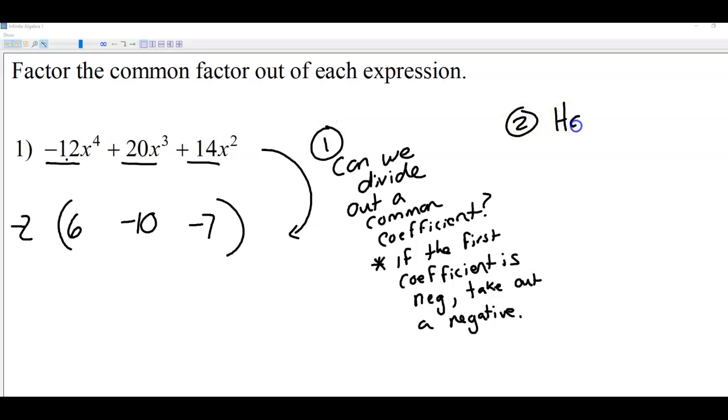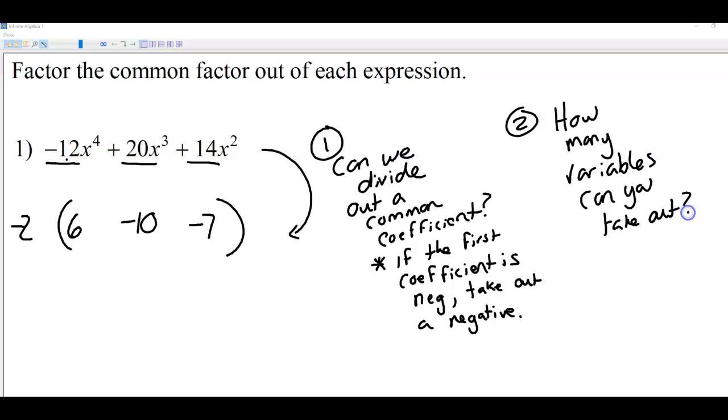How many variables can you take out? So notice, how many x's does this guy have? It's got 4. When I say how many x's does it have, I mean how many times is x being multiplied by itself? It's 4 times. So there's 4 x factors there. How many x factors are here? And this one has 2.